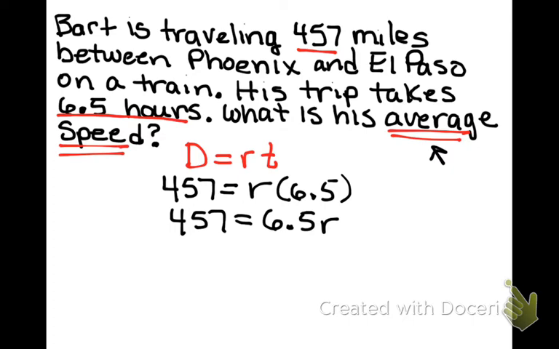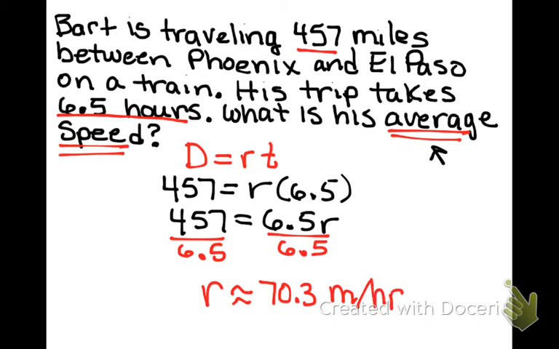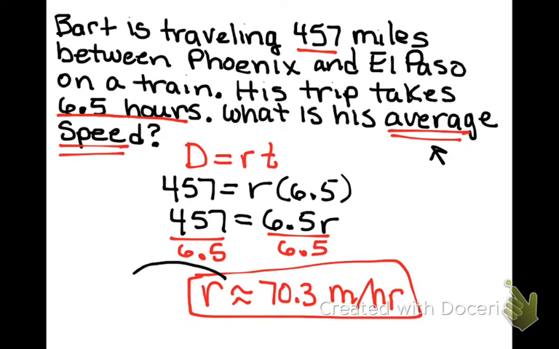So we're going to use our inverse property of multiplication as division and divide both sides by 6.5. And we end up getting R is approximately equal to 70.3 miles per hour. And remember again your units of measure. And also, because I rounded, we used the approximately equal to symbol.